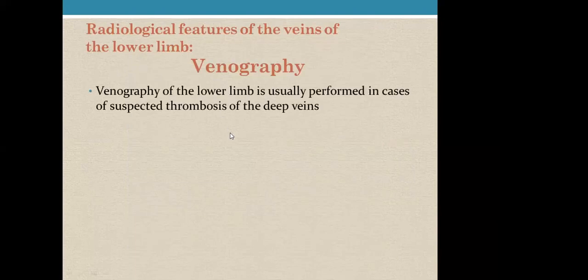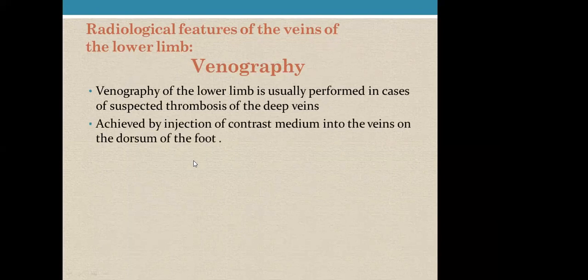Radiological features of the veins of the lower limb. Venography of the lower limb is usually performed in cases of suspected thrombosis of the deep veins, achieved by injection of contrast medium into the veins on the dorsum of the foot.